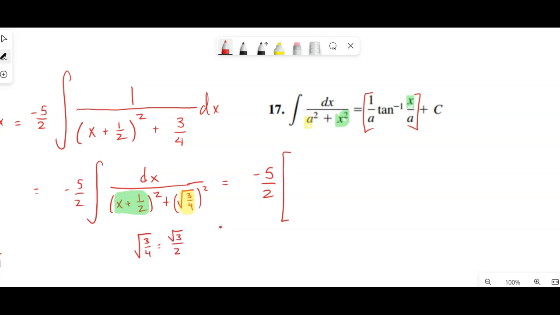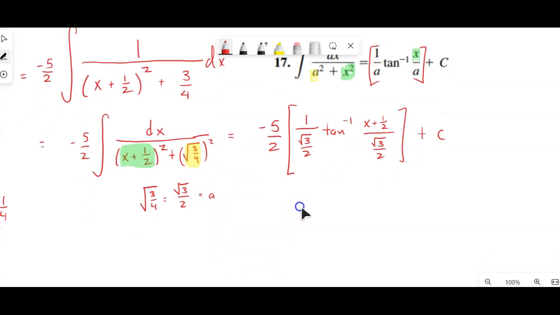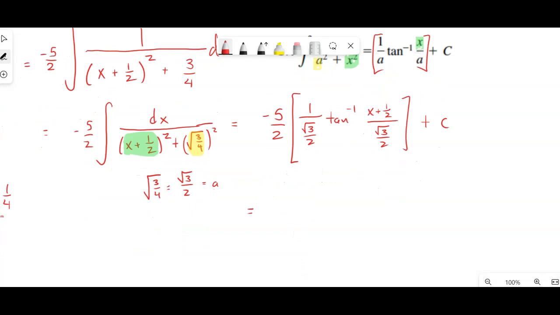So 1 over a, this is a. 1 over that is going to be 1 over the square root of 3 over 2. Inverse tangent of x, again, x is x plus a half divided by a. And a is the square root of 3 over 2, plus c. All right, I'd be okay if you got that. It's ugly. But this can be simplified.